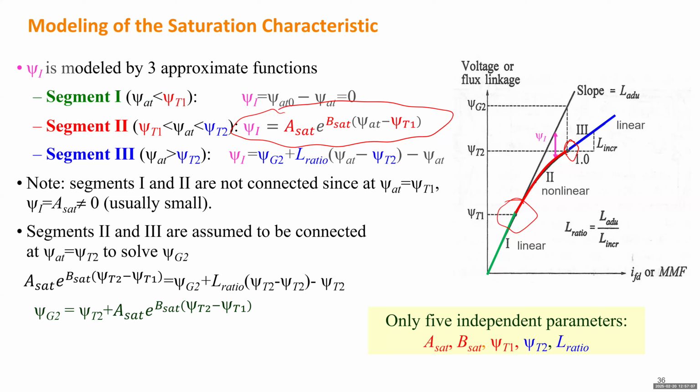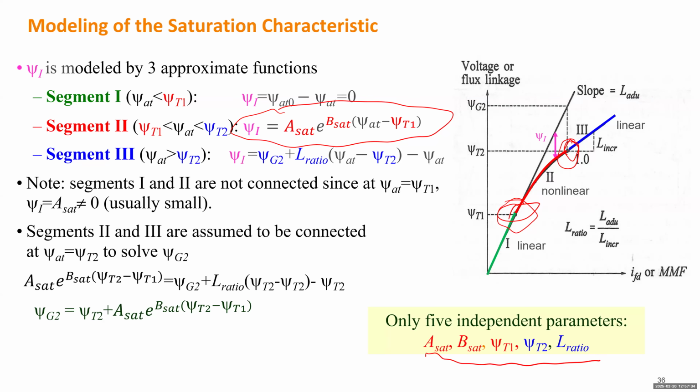All right, so we use the exponential function to model the middle part. And for the other two segments, lower than a certain field current or certain flux linkage, we use a linear function. Beyond a certain point, we also use another linear function. So to characterize this curve, we need 5 independent parameters.